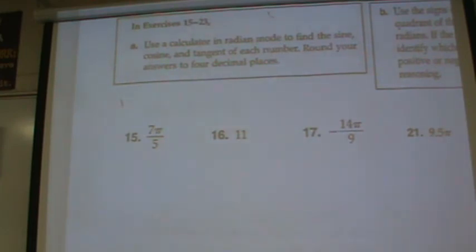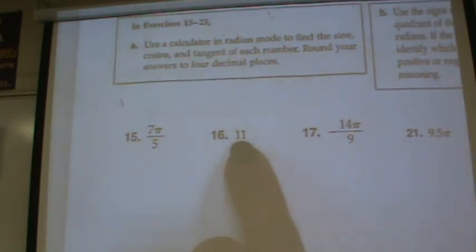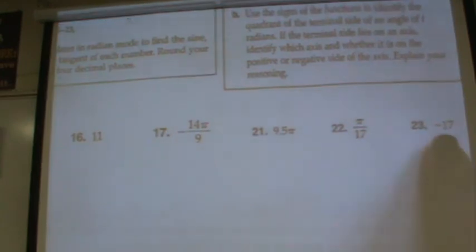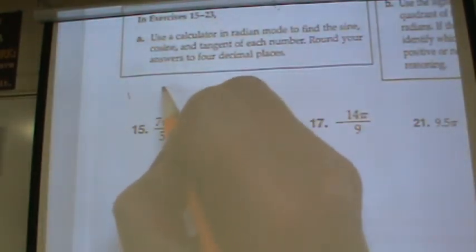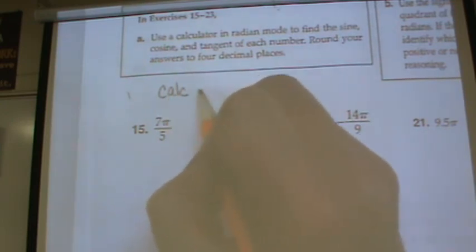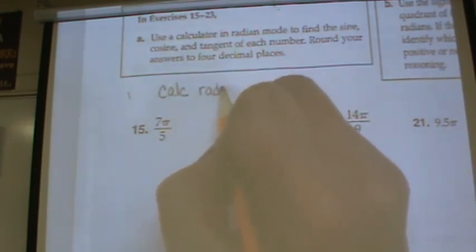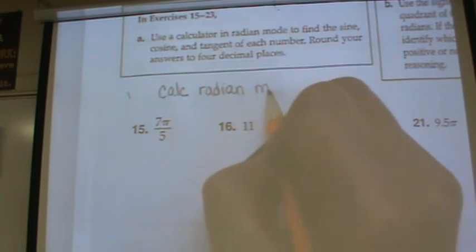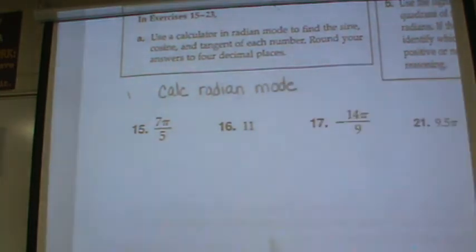See this one right here? That is not 11 degrees, it's 11 radians. All of these are in radian mode. So what you need to do is check your calculator setting. Your calculator must be in radian mode. Make sure it's in radian mode. How do you do that?